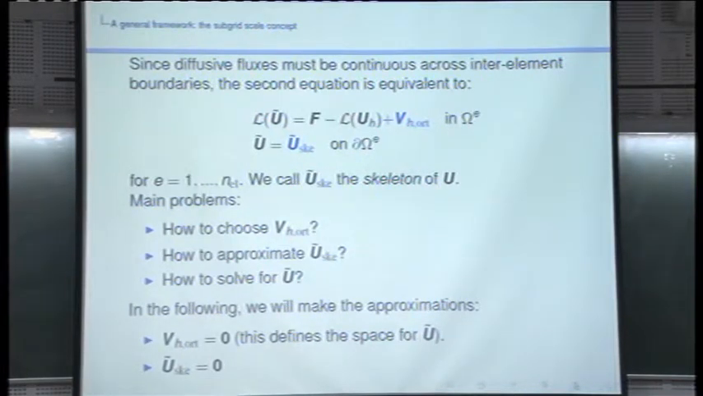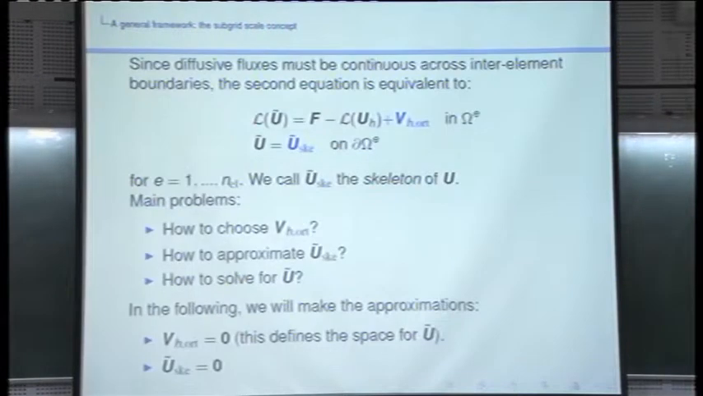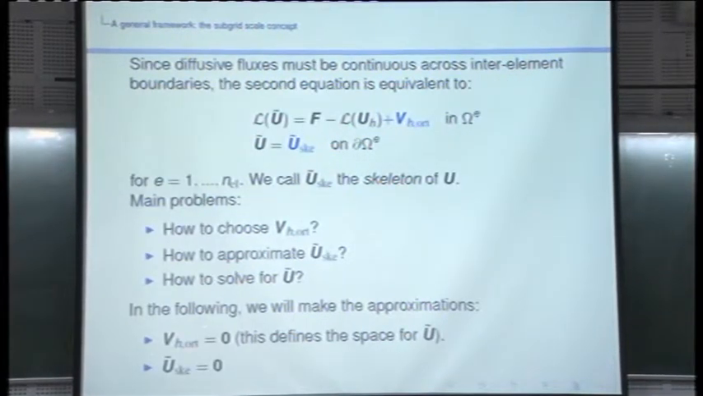Okay, so once we do that, what do we have? Well, the first thing is that if the subscale is 0 on the element boundaries, this term is 0. And second, we have that the problem for the subscales is precisely L of u tilde equals F minus L of UH, because we said that the space of subscales is such that this holds precisely. So this is the method that we have with these 2 approximations.